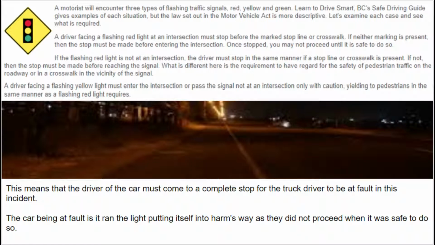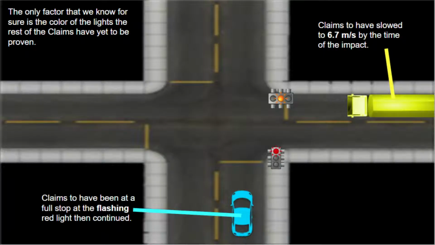And the car, if it was at fault, has to have run the red light, putting itself into harm's way as it did not proceed whenever it was safe to do so. The only factor that we know for sure is the color of the lights. The rest of the claims have yet to be proven.